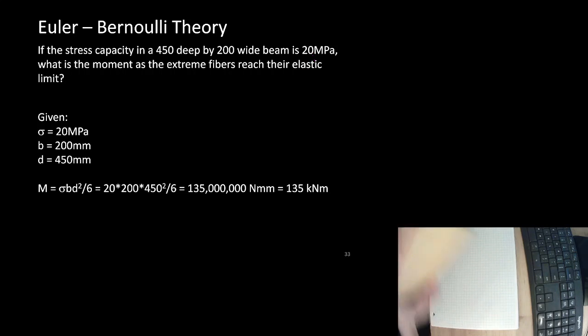So if we look at it as this right here, we've got the top and we've got the bottom. And we know that we don't want this to go over 20 MPa. But if we go over 20 MPa, this fails. It's a brittle material. That means that at 20 MPa, it can take 135 kilonewton meters. So if we go over 135 kilonewton meters, this would fail.